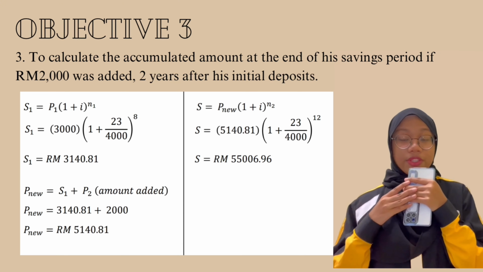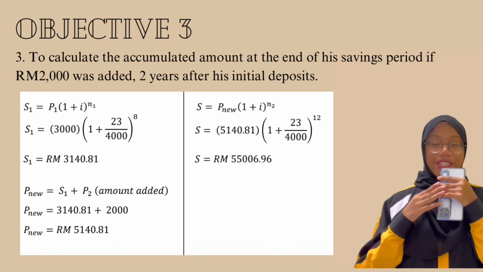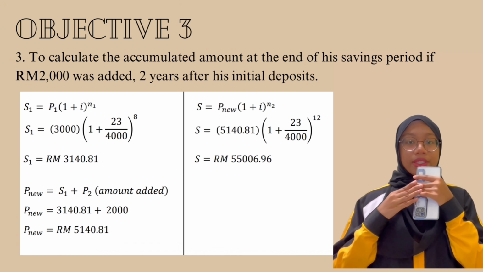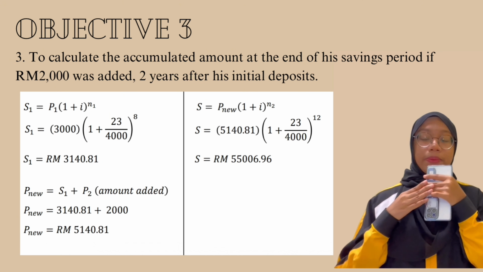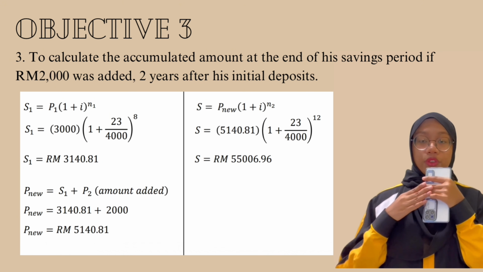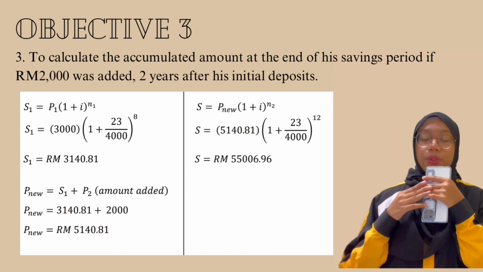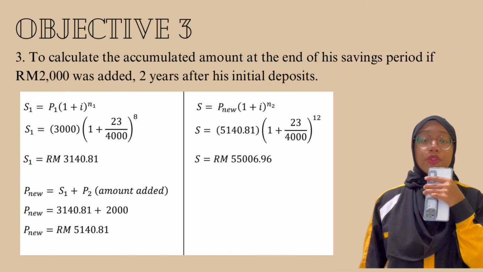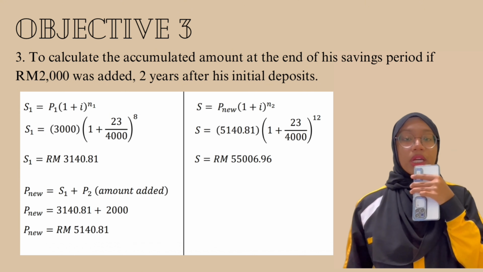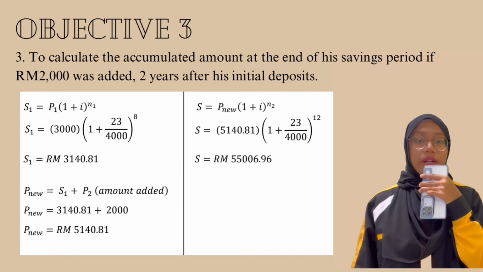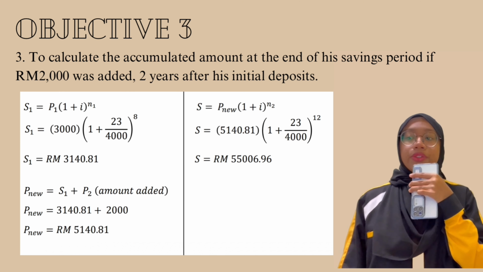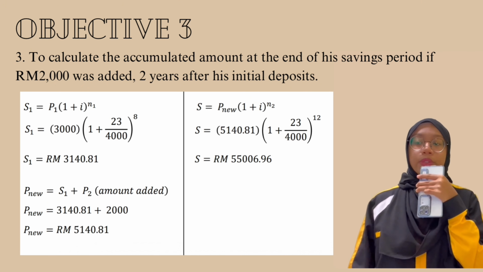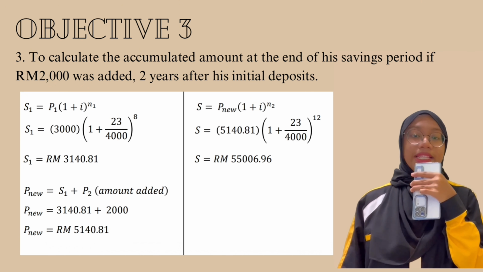Okay, to solve this objective 3, we need to use the compound interest formula, which is S1 equals P1 multiplied by 1 plus I to the power of N1. So S1 equals 3,000 multiplied by 1 plus 23 over 4,000 to the power of 8. So the answer for S1 is 3,140 and 81 cents. Next, we need to find the P new, which is S1 plus P2, the amount added. The amount added is RM 2,000, so P new equals 3,140 and 81 cents plus 2,000. So P new equals RM 5,140 and 81 cents.